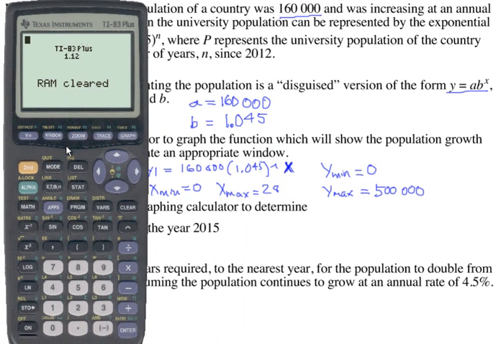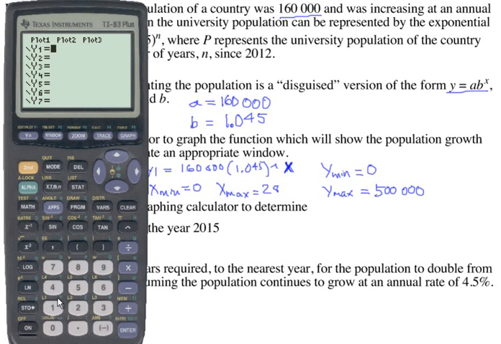The most that number could ever get to at the very end of the graph is 160,000 times 1.045 to the 28th power, and that comes out to, even 500,000 isn't enough. I underestimated the power of compound growth. I'm sorry. Y max should be more like 600,000 if you want to see this entire curve at once.